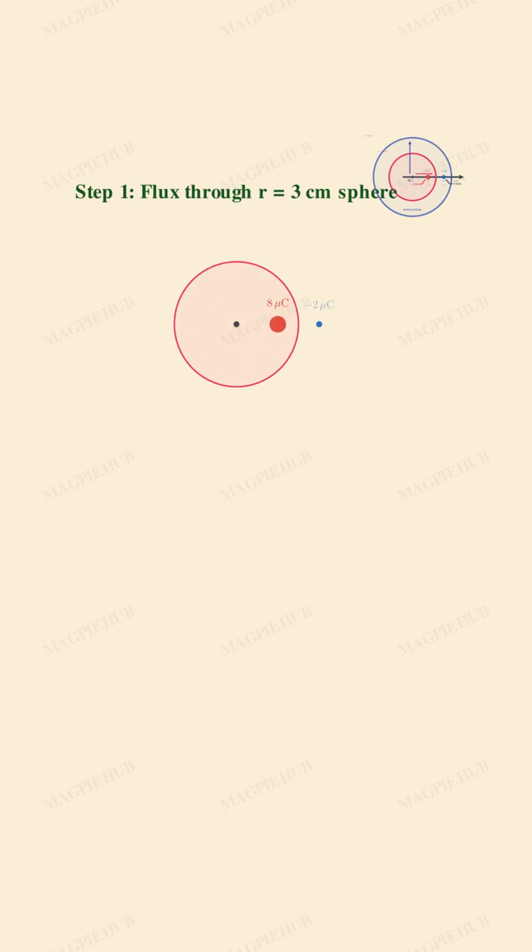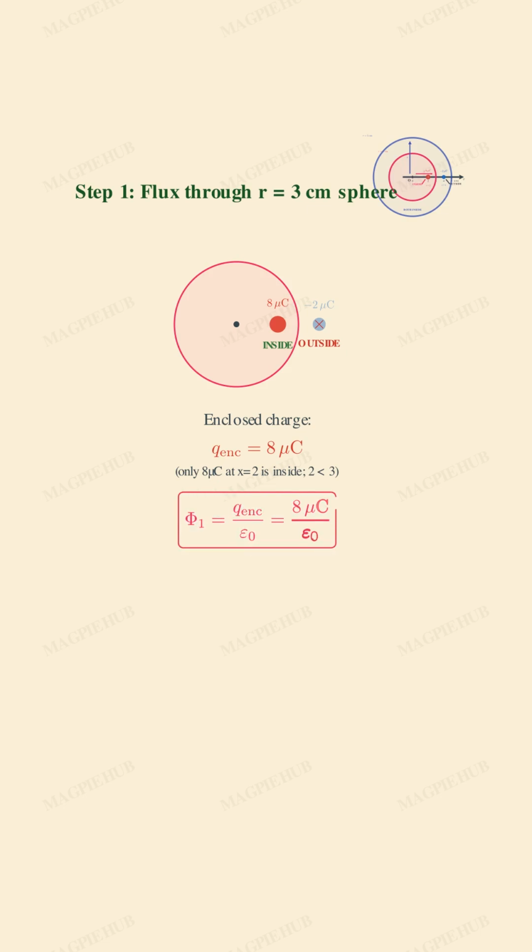This sphere is centered at the origin. The 8 microcoulomb charge is at x equals 2, which is inside this sphere since 2 is less than 3. The minus 2 microcoulomb charge is at x equals 4, which is outside since 4 is greater than 3. By Gauss's law, only the enclosed charge matters. So the enclosed charge is 8 microcoulomb, and the flux Phi1 equals 8 microcoulomb divided by epsilon naught.